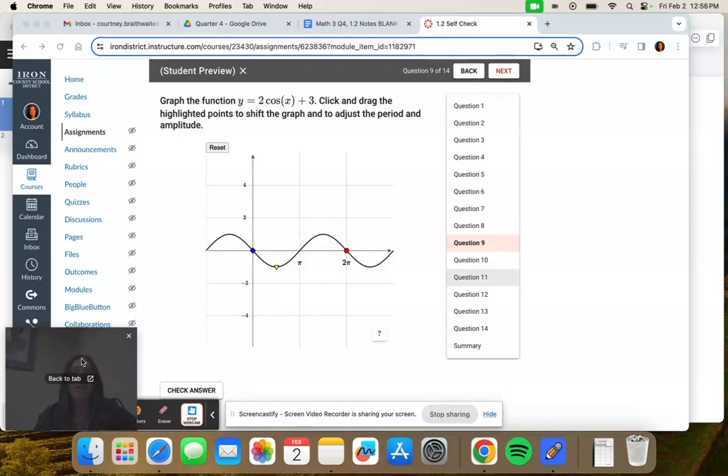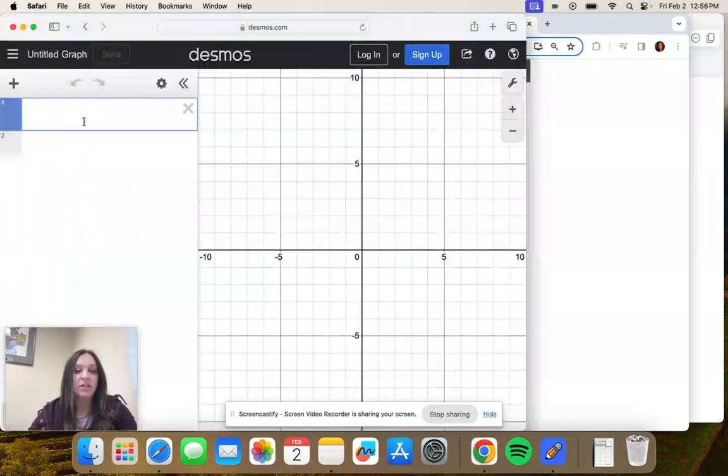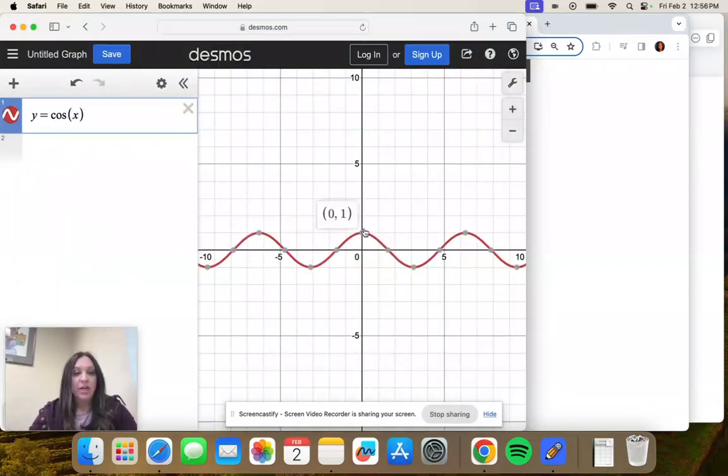All right, question 9, we are graphing. This time we're graphing a cosine. So 2 cosine x plus 3. And we're dragging everything. So first thing, this graph is set to be a sine function. Remember, our standard cosine actually has that maximum that goes up at 1.